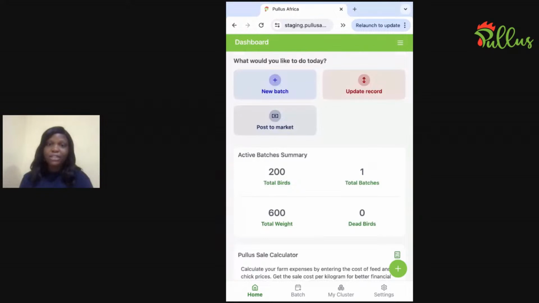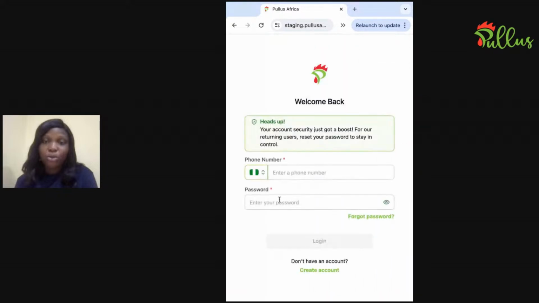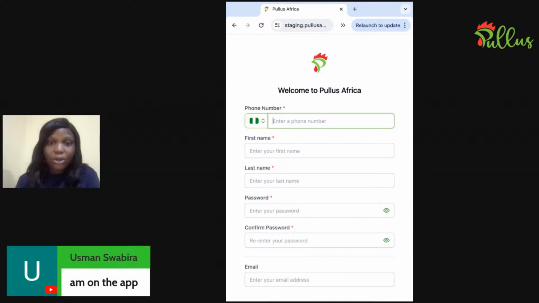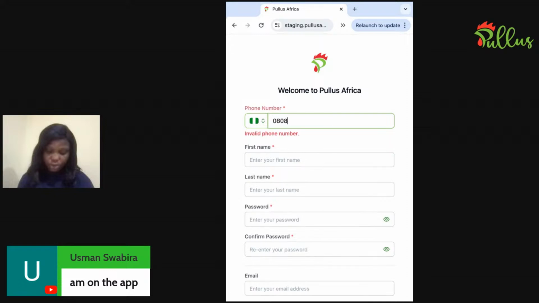Now, let's not be greedy. Let's go and help the people who do not have an account with Pulos. So we'll just sign out. I'll log out, and then I will create an account so that you can understand how that works. Okay. So we're going to use a phone number. Please use a phone number that you have access to so that you can easily get your OTP code. So I'm going to use this phone number here.